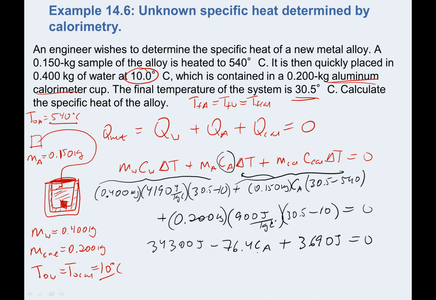That means I have everything but this Ca, right? And we just rearrange and solve for this Ca, and we should get 497 joules per kilogram degrees Celsius, let's say. So that's the specific heat for the metal alloy.